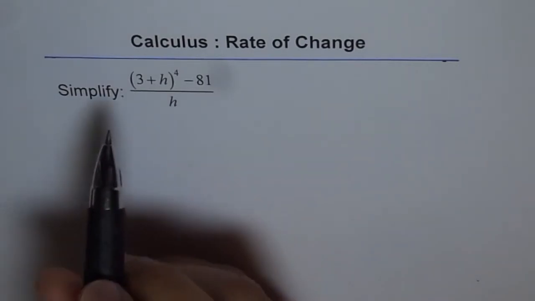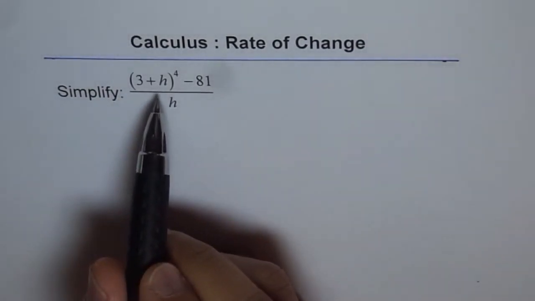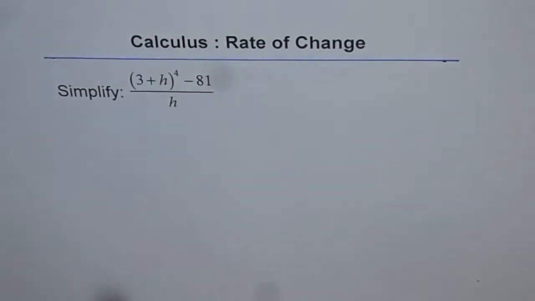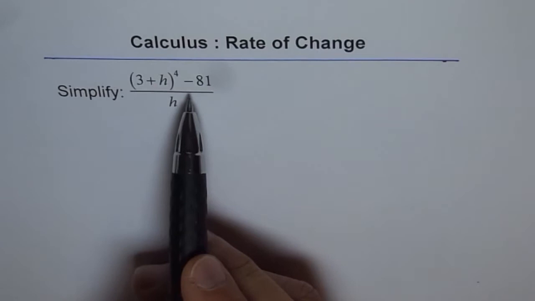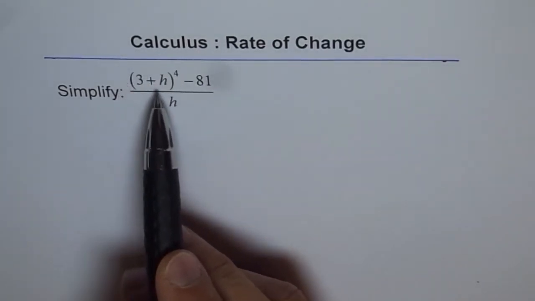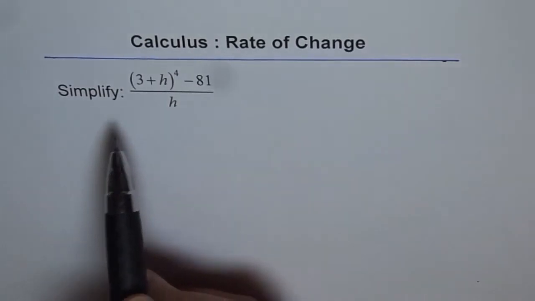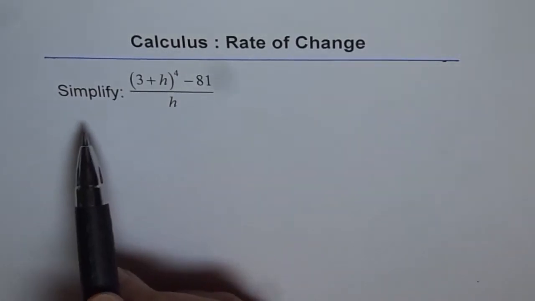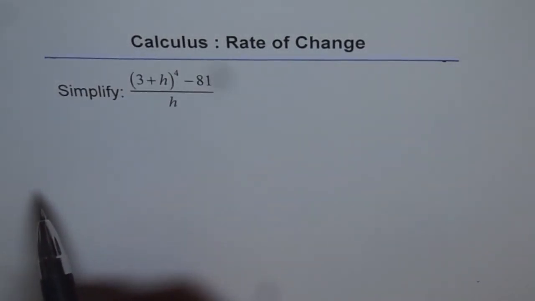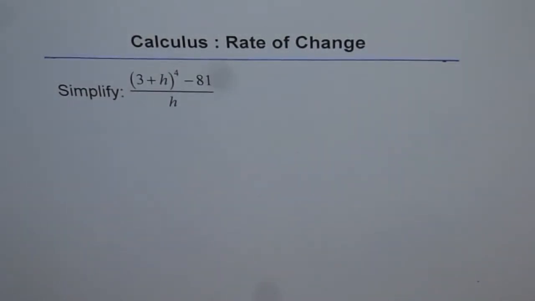Here is one expression which says (3 plus h) to the power of 4 minus 81, divided by h. So we should know how to simplify this kind of an expression. Now here we know the difference of squares formula, we can use that. Or to expand (a plus b) to the power of n, we could use Pascal's triangle. So the idea of having this question here is to remind you that you already know many things which you can apply here in calculus, correct?